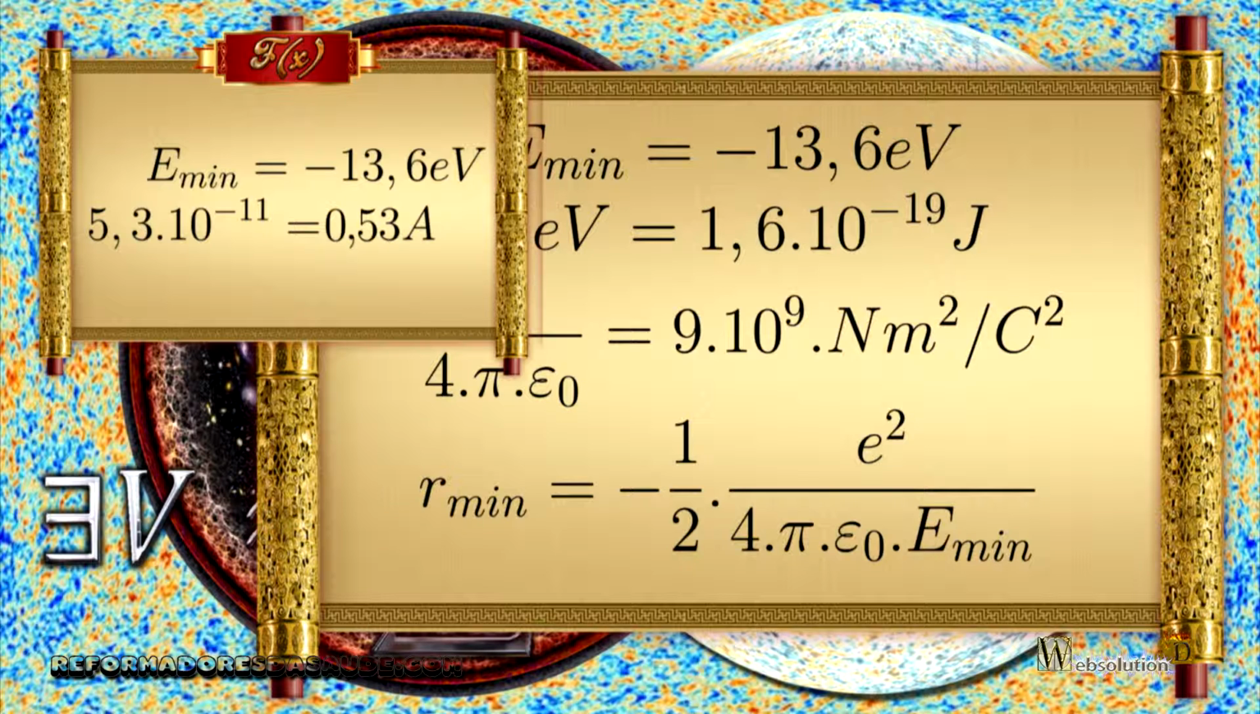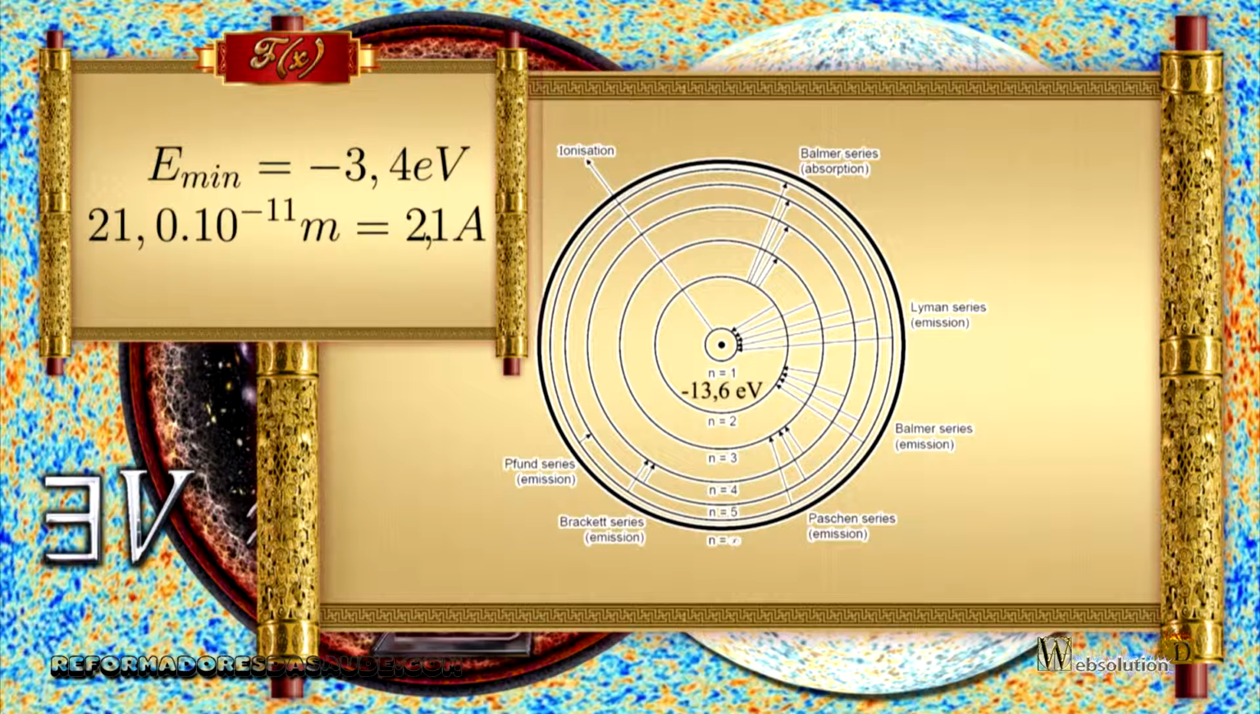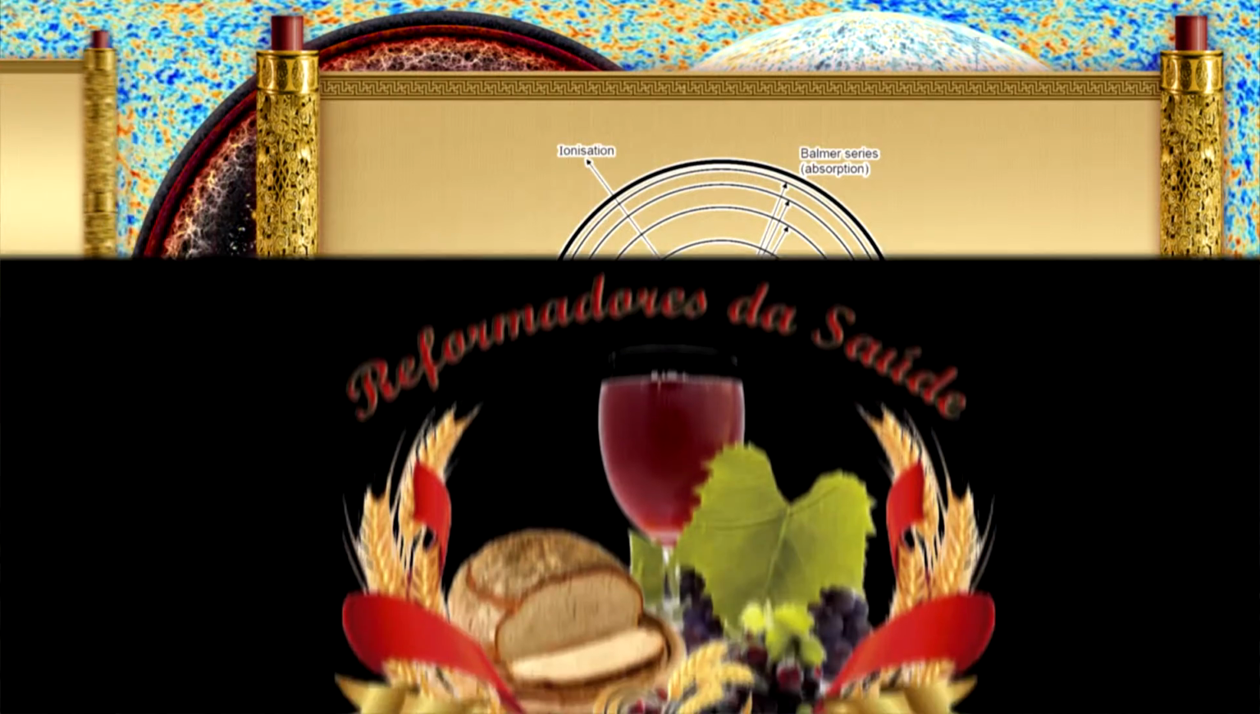From this formula we can determine the distance in other energy levels of the electron in the hydrogen atom. In the second level the energy is minus 3.4 electron volts. So the distance from the nucleus is 2.1 angstroms. In the third level we have minus 1.5 electron volts, and the distance is now 4.8 angstroms. When the electron escapes the energy is zero, and the distance tends to infinity, that is to say the electron escaped from the nucleus.